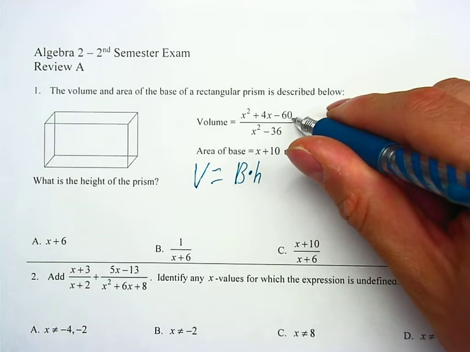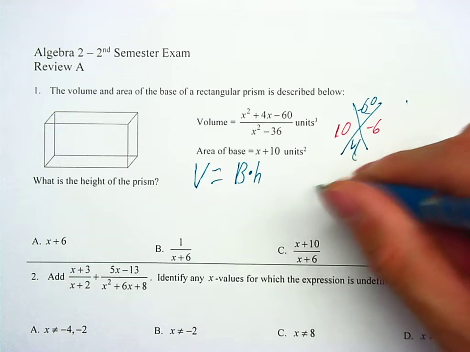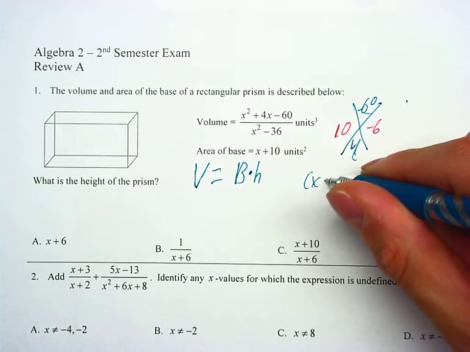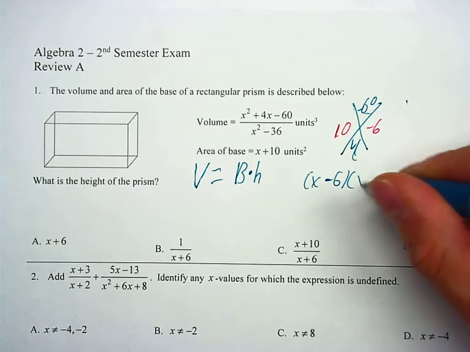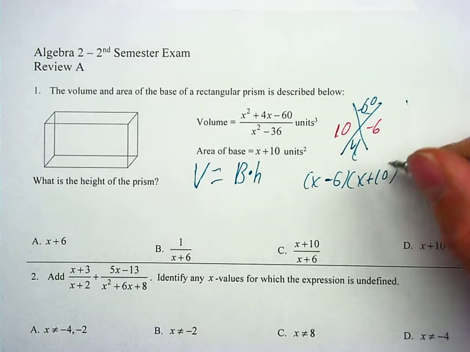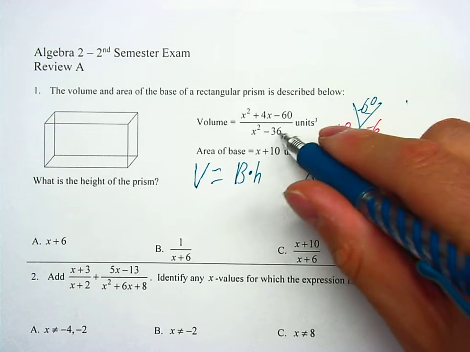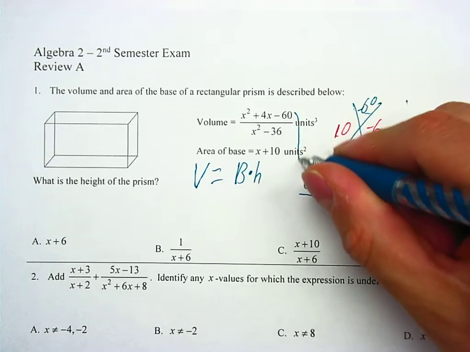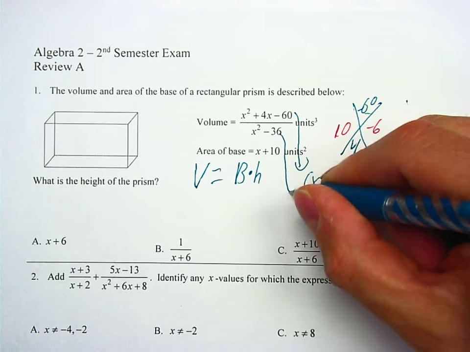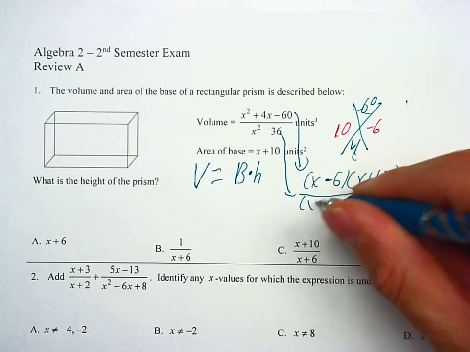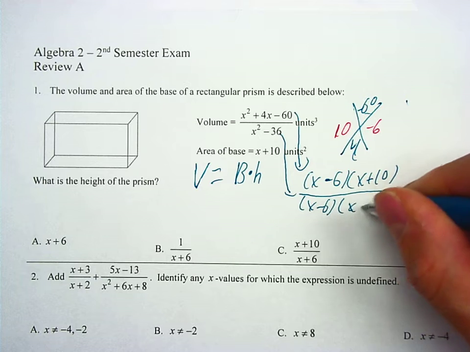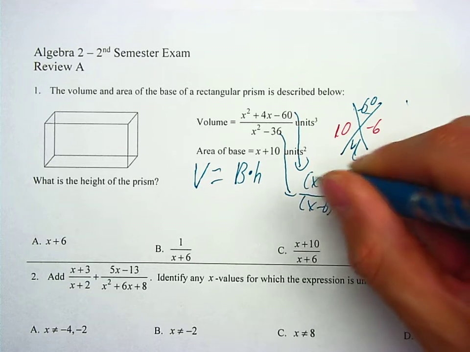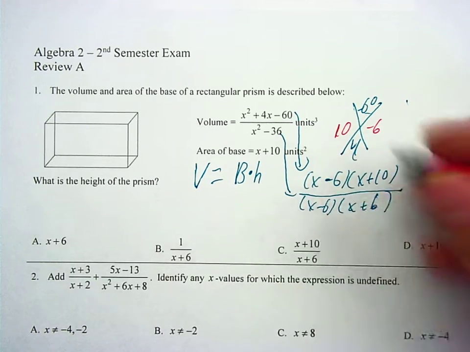So this numerator, this volume here, will factor into x minus 6 times x plus 10. And the denominator is going to be x minus 6 times x plus 6, the difference of squares. So these x minus 6's will reduce. They're in the top and the bottom.